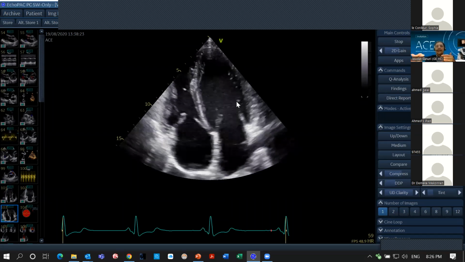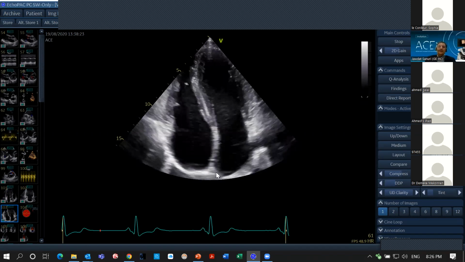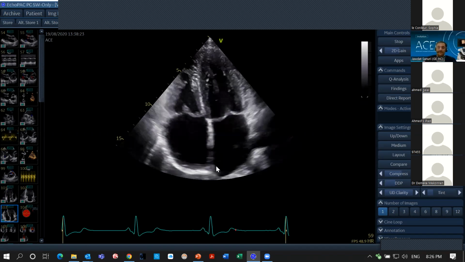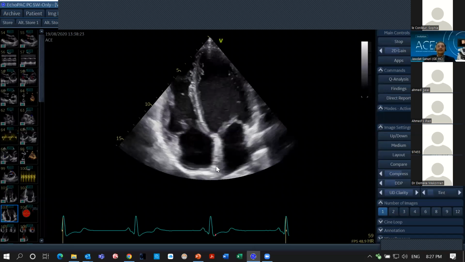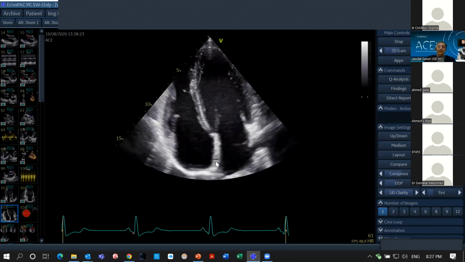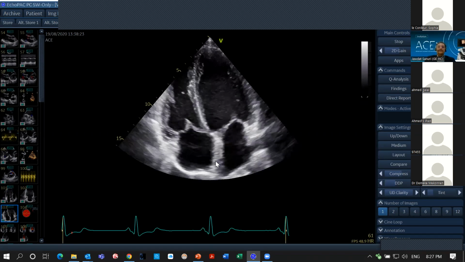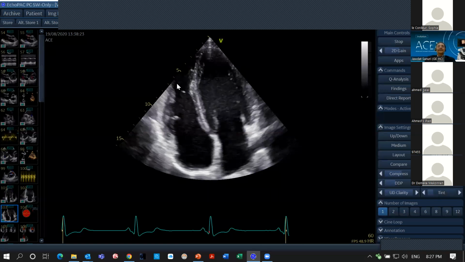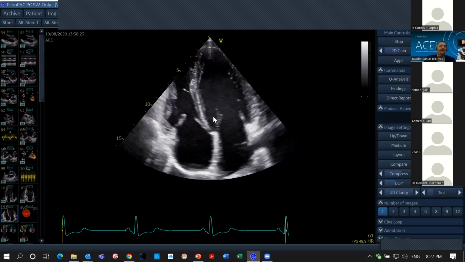If I'm doing LA strain, then I need a little bit more. Don't forget that the LA is a bit far, right? So the speckle will be more diffused, so I need that higher resolution for it. If I'm doing RV, then I need to focus on RV, and then I need to make sure.